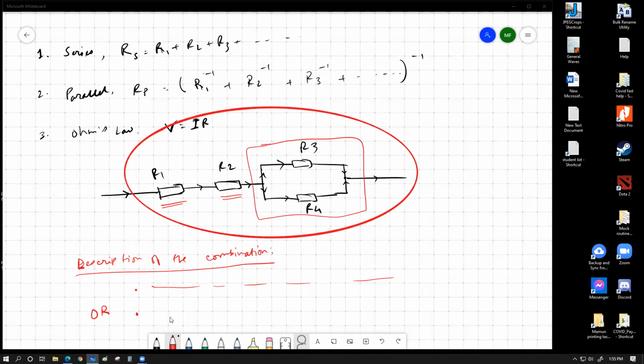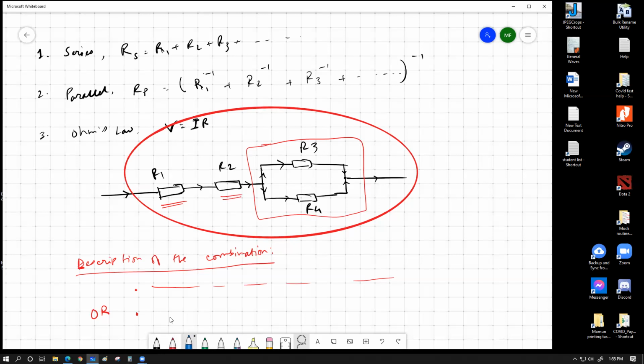One of the most common mistakes when students try to write about this is that they sometimes write the description like this: R1 and R2 are in series, R3 and R4 are in parallel, and together they are in series. Now this might make sense, this might not. So what sometimes they propose is that these two are in series, these two are in parallel, and these two are in series. This is actually correct, this is not incorrect, but I personally don't like it this way.